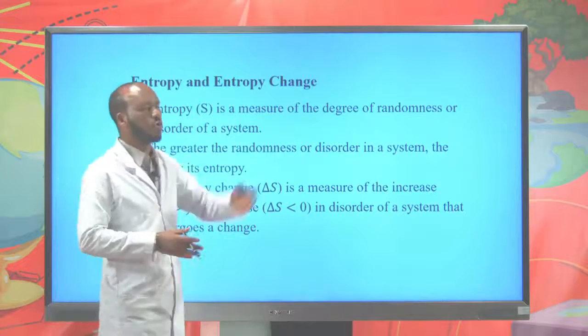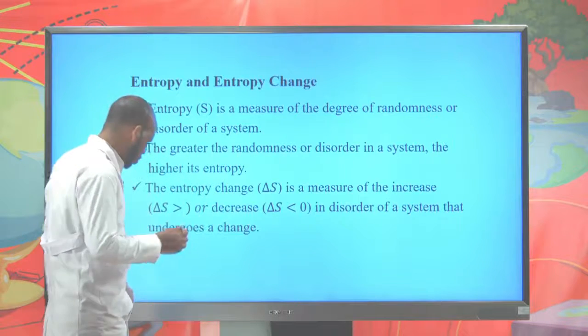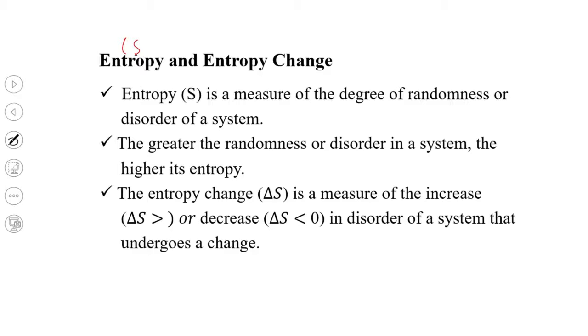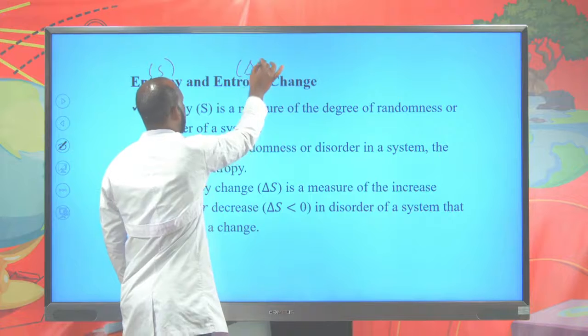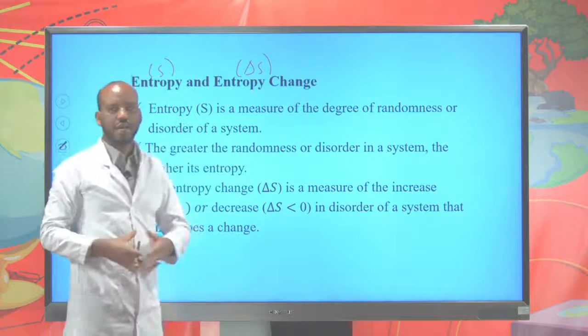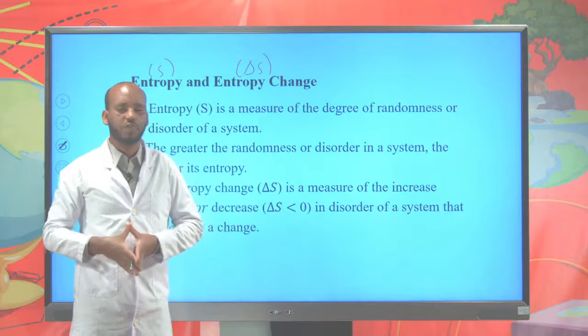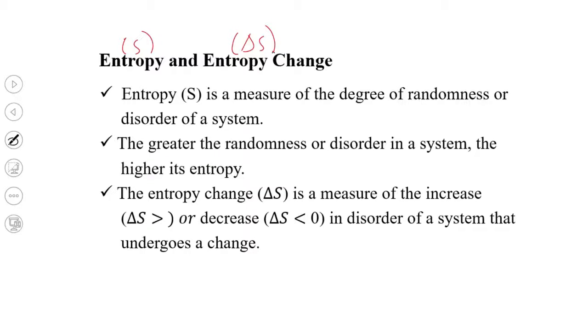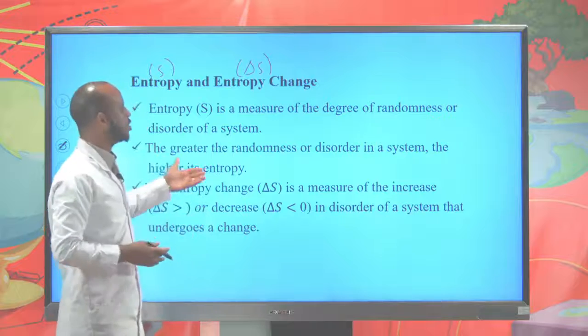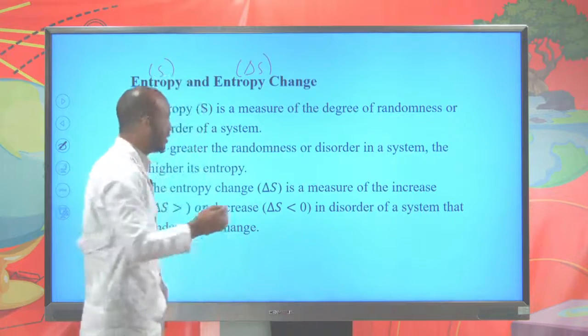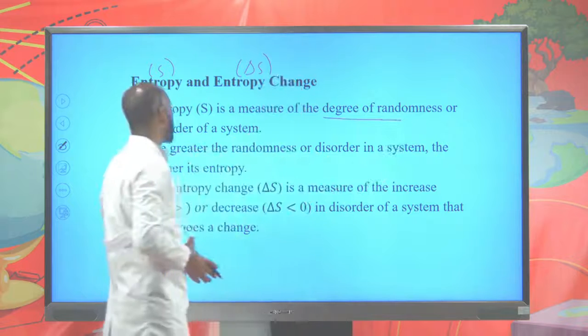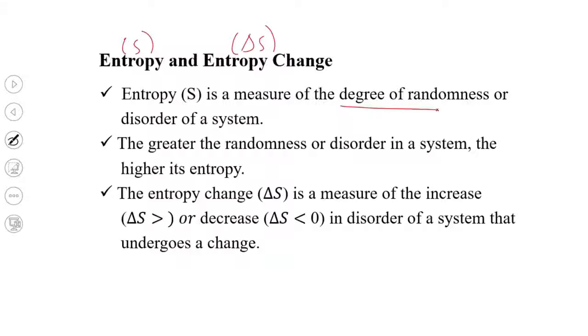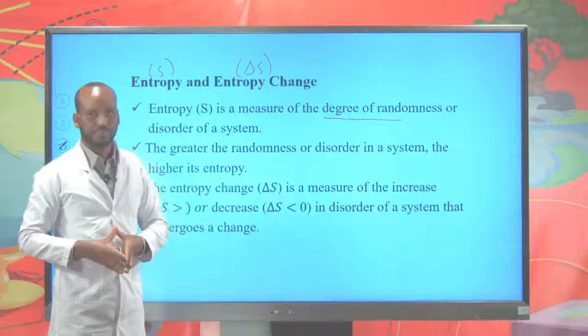Entropy and entropy change. Entropy is denoted by capital S and entropy change is denoted by the symbol delta S. Entropy is defined as a measure of the degree of randomness or disorder of a system. The greater the randomness or disorder in a system, the higher its entropy.